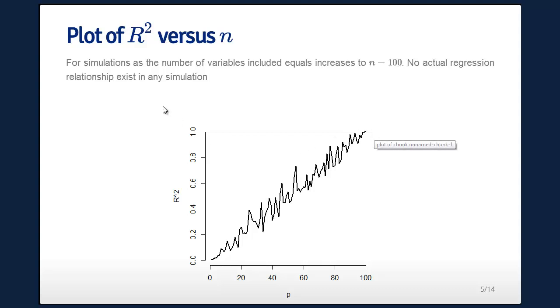So here, just as an example, here's a bunch of simulations for the number of variables included, for n equal to 100. And in this case, the way I did it, this is a different set of simulated data for each number of regressors. That's why it's all kind of bouncy like this. So no actual regression relationship exists in any simulation, right? I'm just putting random noise into a regressor, into a response, and you see as you get up toward 100, you're guaranteed to get 100% of the variation explained in the y's.